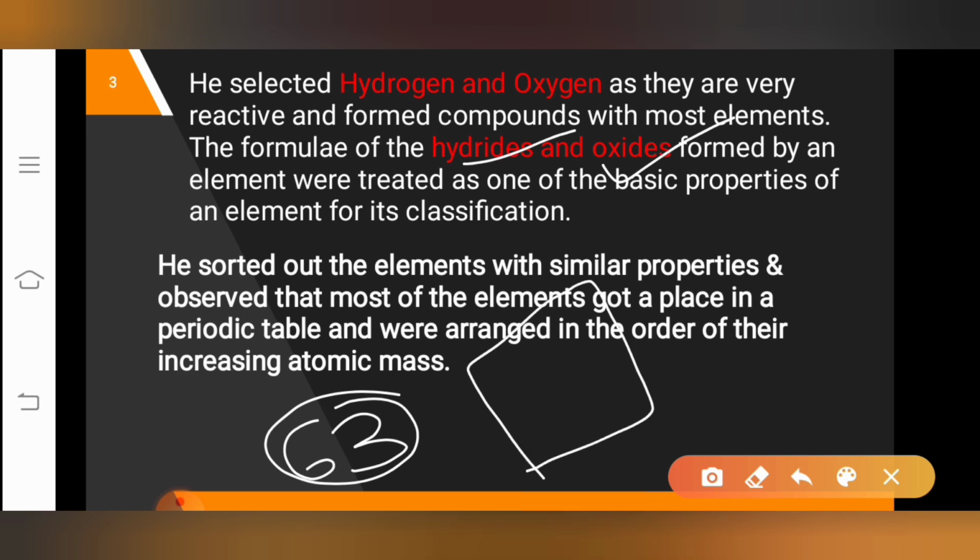For example, suppose this is a card and the element is X, and the element got the compound like XH or X2O, followed by which he also wrote the atomic mass. For example, consider an atomic mass of 12, correct? So in this way he did it for all the 63 elements. Once he had found out the values of all the 63 elements, it was easy for him to know their atomic masses and the hydrides and oxides which are formed out of those elements.